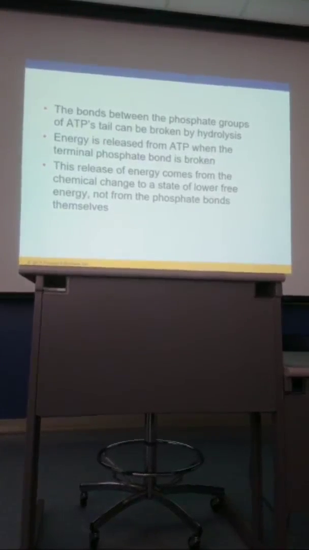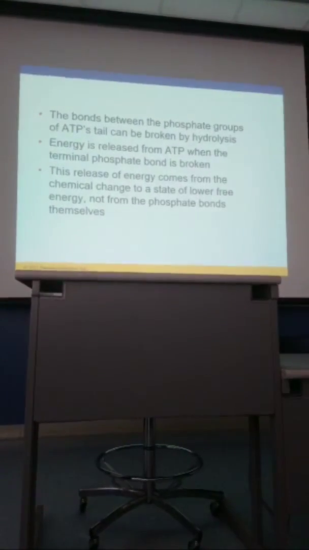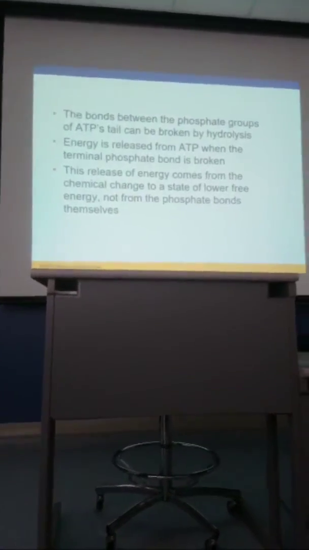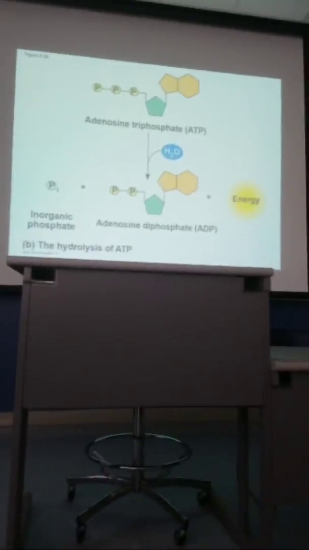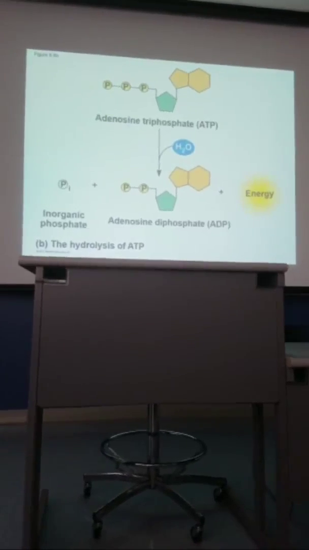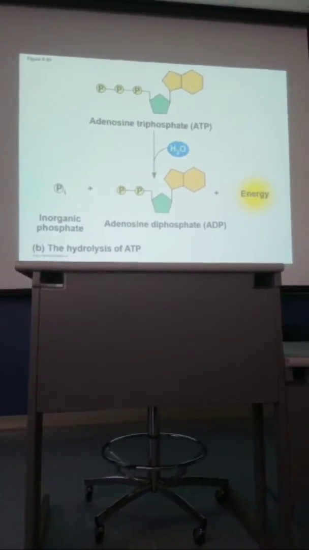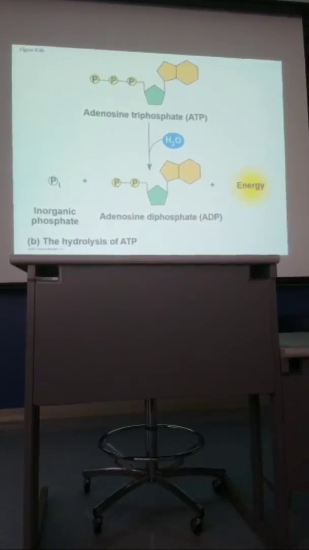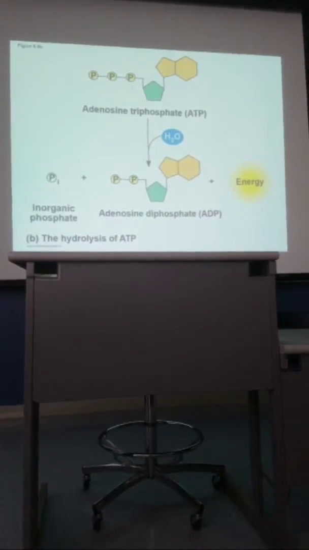Did you say that the terminal phosphate was the third one? Yes. That's the one closest to the ribose? No, the third one on the left, farthest away, up here. The last one attached to the chain. So between that one and the phosphorus next to it, that's where the energy is released.